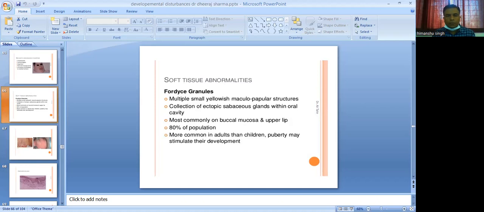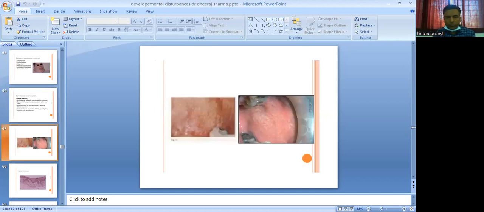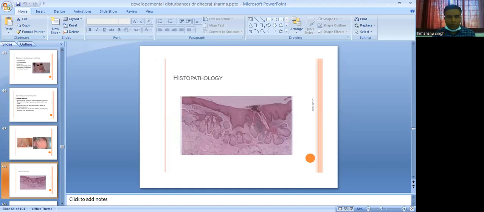The next condition is called Fordyce granules. There are multiple small yellowish macular structures. These are collections of ectopic sebaceous glands, commonly identified on the buccal mucosa and on the lip. 80% of the population generally have these glands. More common in adults than children, puberty is considered to be implicated in their development. In this photograph you can see an image on the buccal mucosa. Histopathologically, you can see focal collections of sebaceous glands.